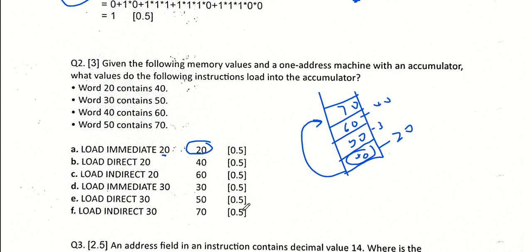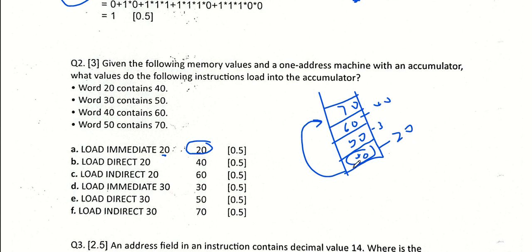Now the question says load indirect 20. So come and look at location 20. Because load immediate gives only the value, the rest usually provide the addresses. So the address is 20. What does address 20 contain? 40.